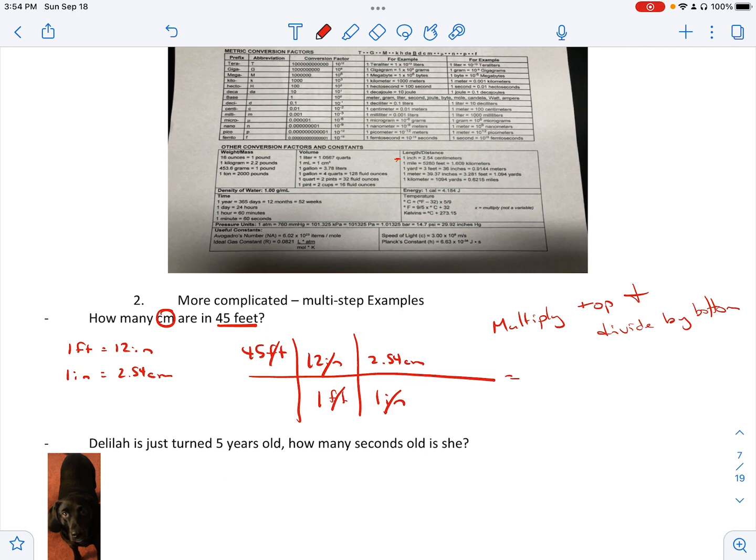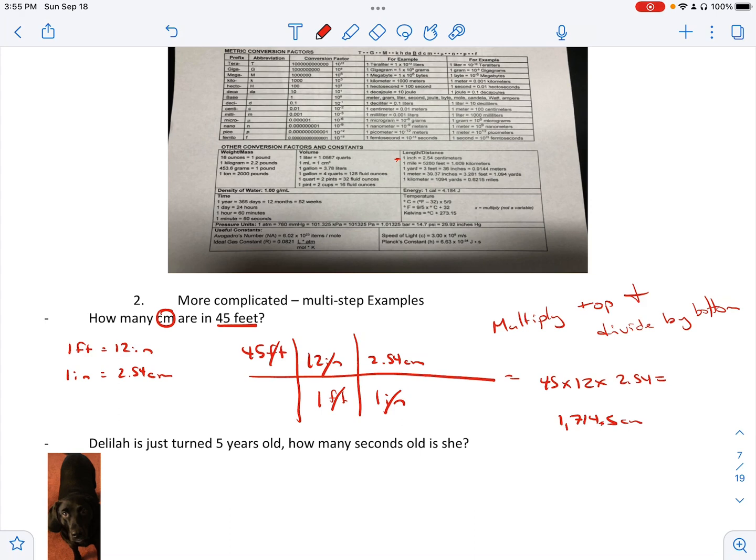In our calculator, we're going to type 45 times 12 times 2.54. This one just happens to be all multiplication across the top. 45 times 12 times 2.54. And we should get 1,714.5 centimeters.